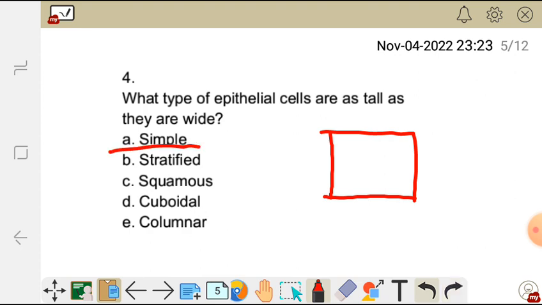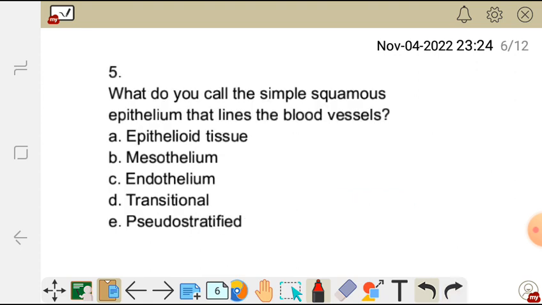A, simple. B, stratified. C, squamous. D, cuboidal, and E, columnar. The correct answer is cuboidal, because they are as tall as they are wide, meaning all the sides are equal. That is cuboidal. Simple and stratified are types of covering epithelium. So we move on to question 5.